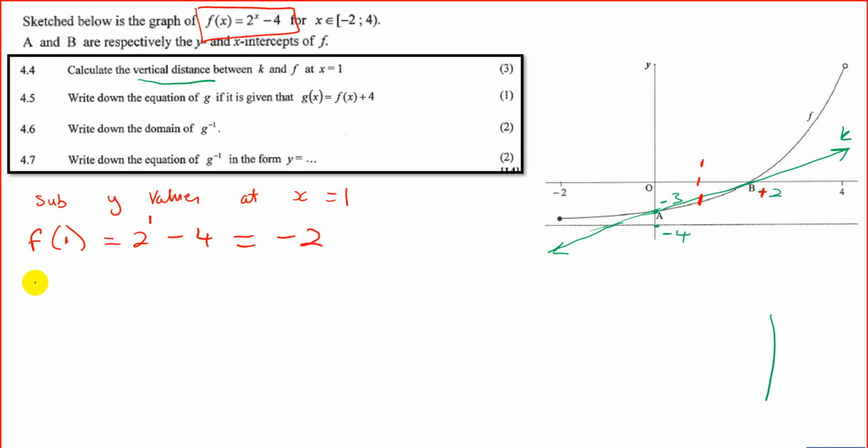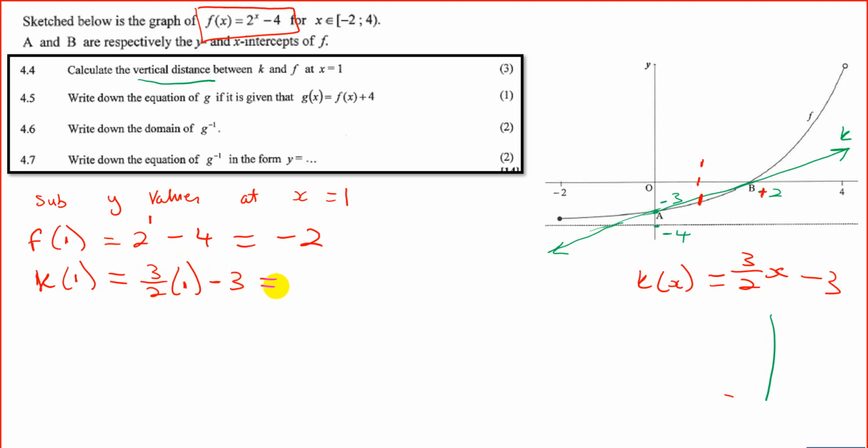And then in the k graph, which we found in the previous question, and I just want to remind you, k of x is equal to 3 over 2x minus 3. So if we substitute 1 into that equation, we would get 3 over 2 into 1 minus 3. And that's 1.5 minus 3, which actually will give you 1.5 units. Okay, so the y value there would be minus 3 over 2, you can use your calculator, or 1.5.